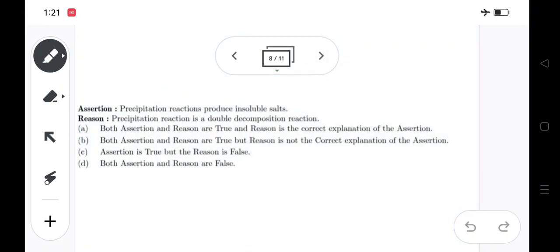Next one, precipitation reactions produce insoluble salt. Yes, that is correct. Precipitation reaction is a double decomposition reaction. See, that statement is wrong. Precipitation reaction is a double displacement reaction. So the answer is option C. Assertion is true, but reason is false.